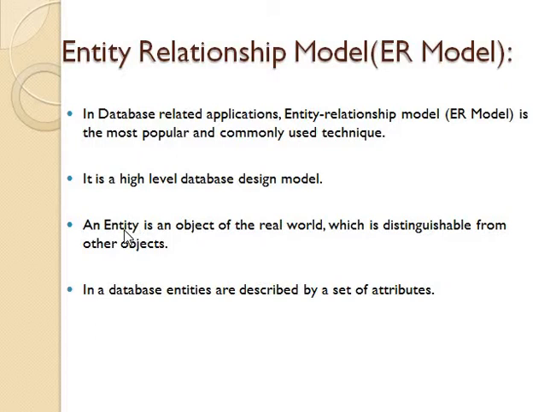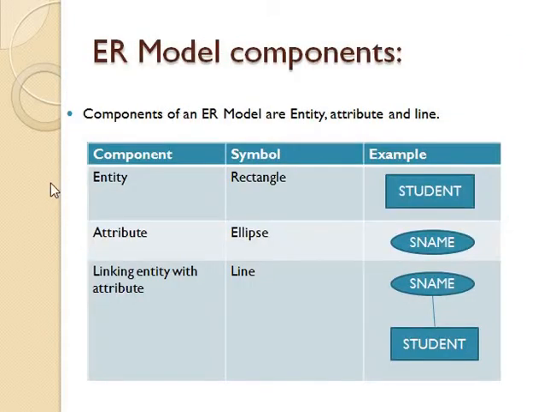Every entity is distinguishable from the other. An entity is represented in the shape of a rectangle. For example, if student is the entity, it should be represented in the shape of a rectangle as shown in this slide. An entity also has attributes. Say for example, if student is the entity, it can have attributes such as its name, age, blood group, etc.